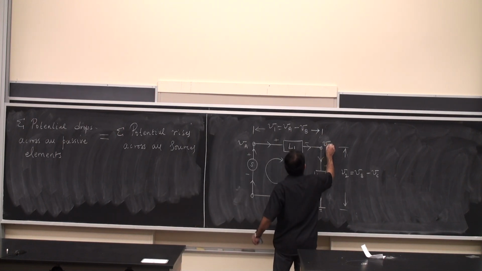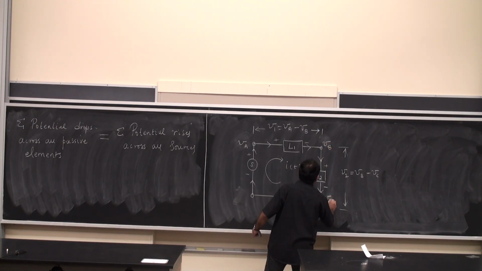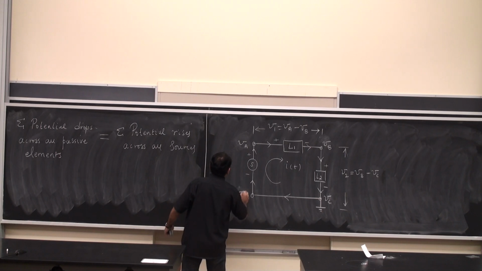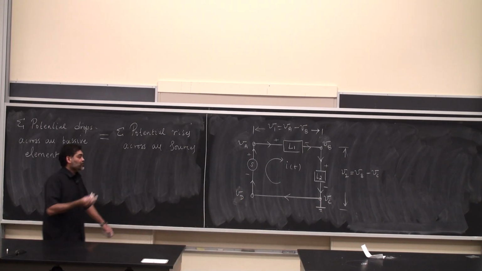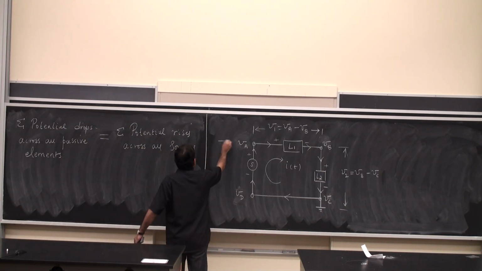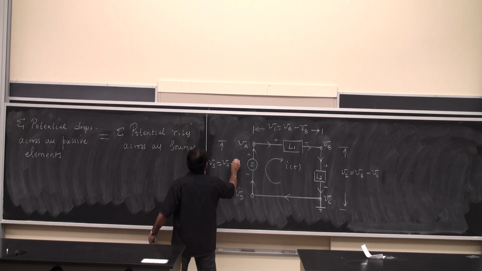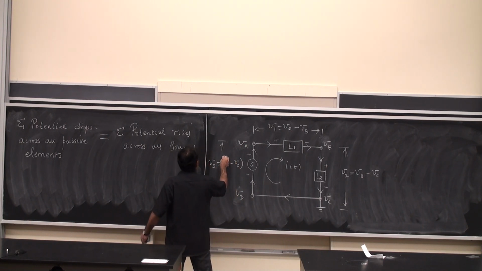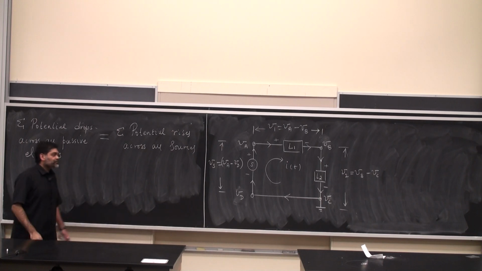So VA, VB, VC, VD, and then the voltage across the source element, Vs, is VA minus VD.